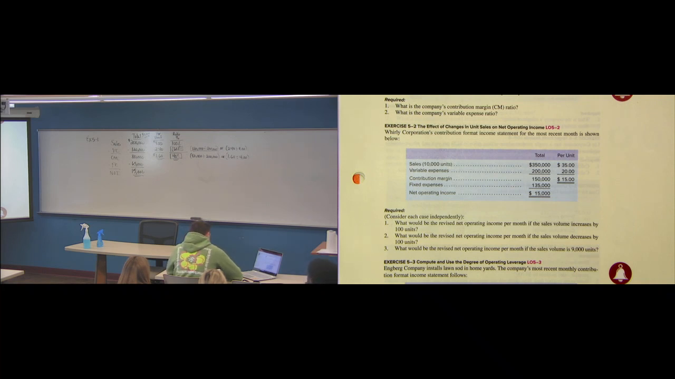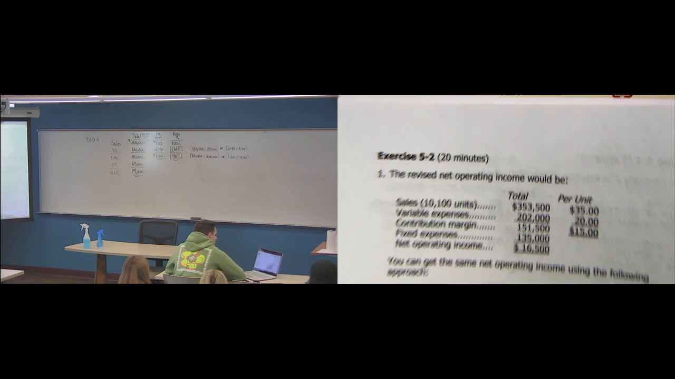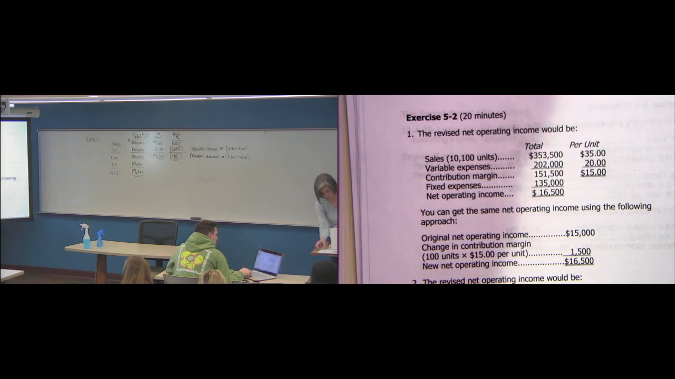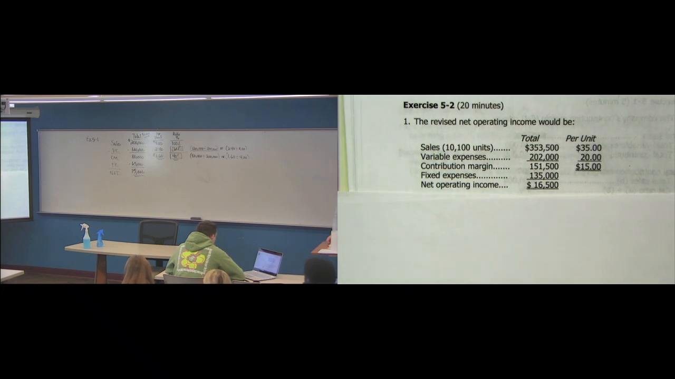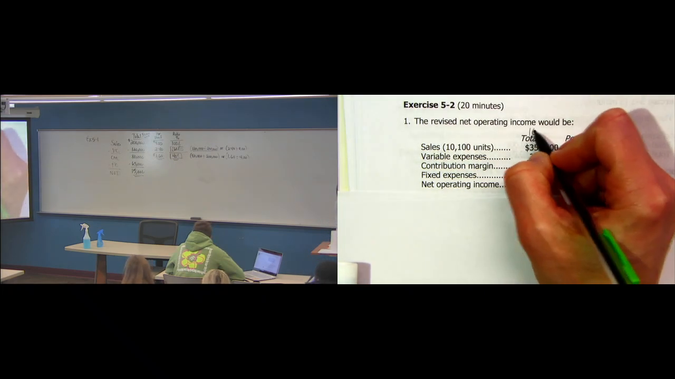So in the first scenario, it says, what would be the revised net operating income per month if the sales volume increases by 100 units? So tell me how many units you'd be selling now. 10,100. I hope more than one person knew that. So 10,100, right? And again, I always write my units up here, doesn't matter.